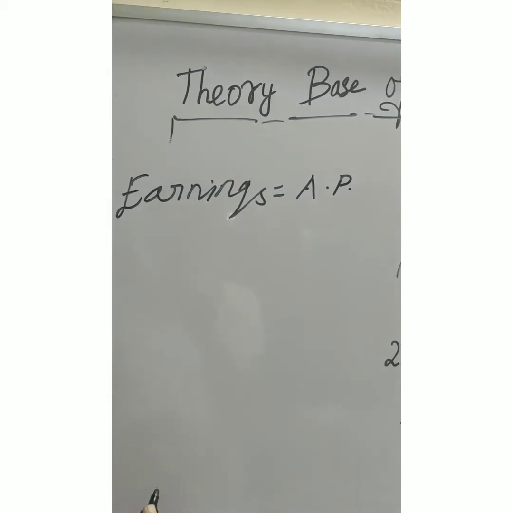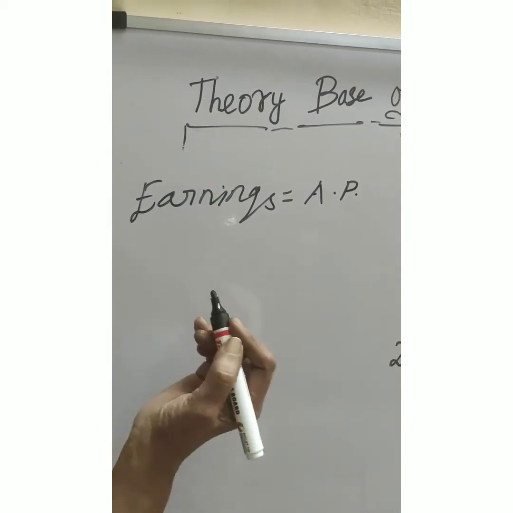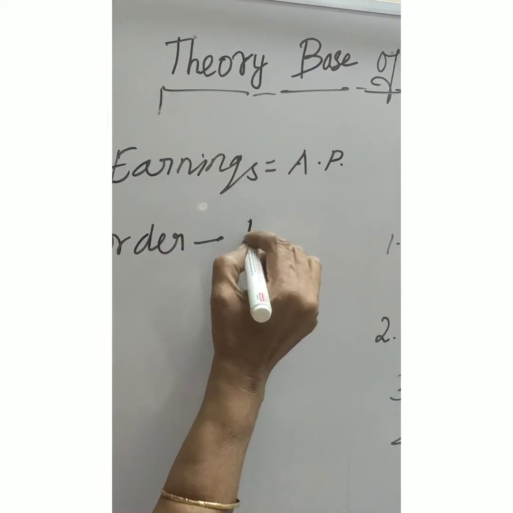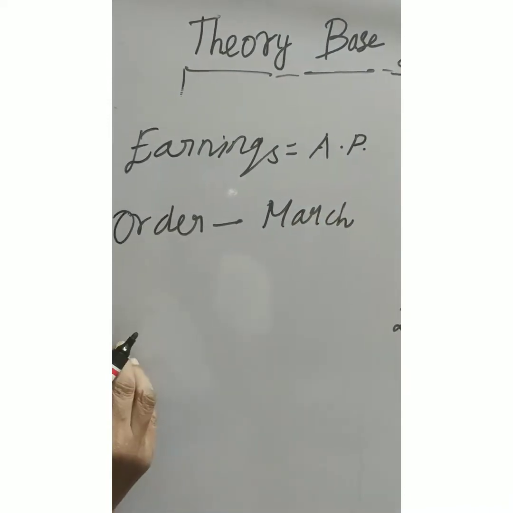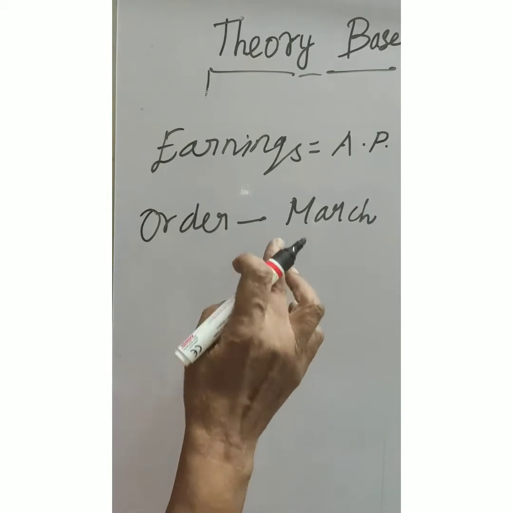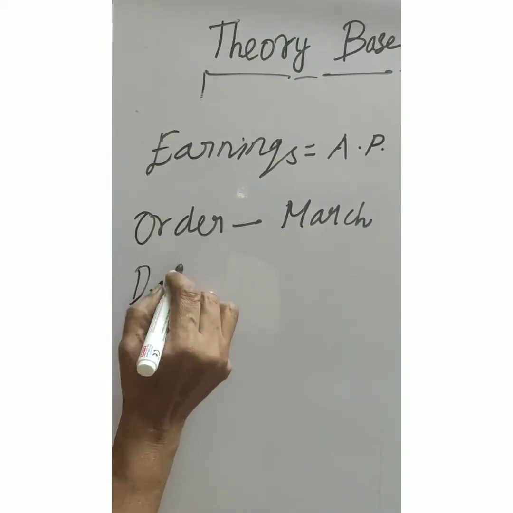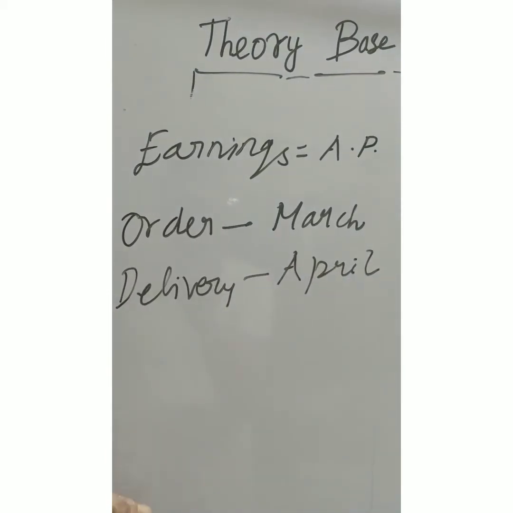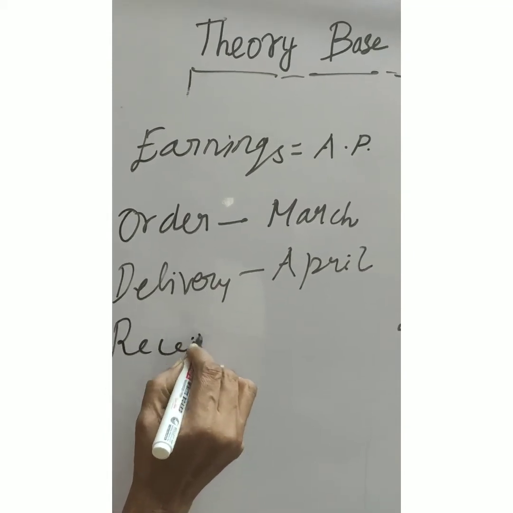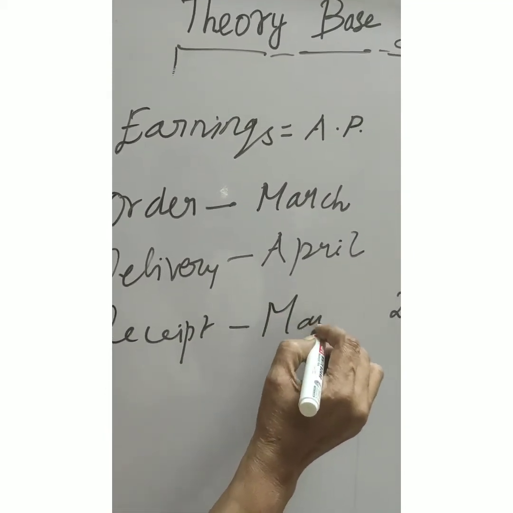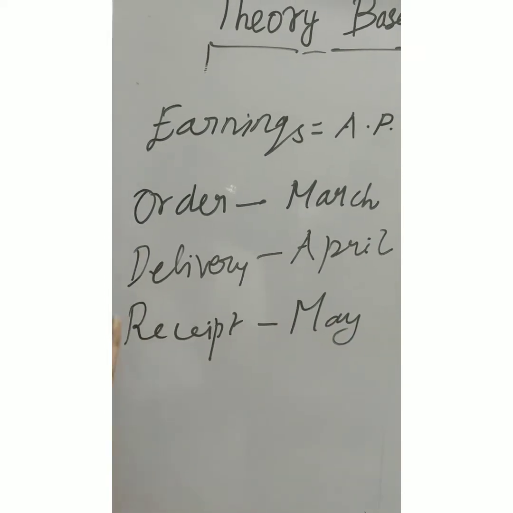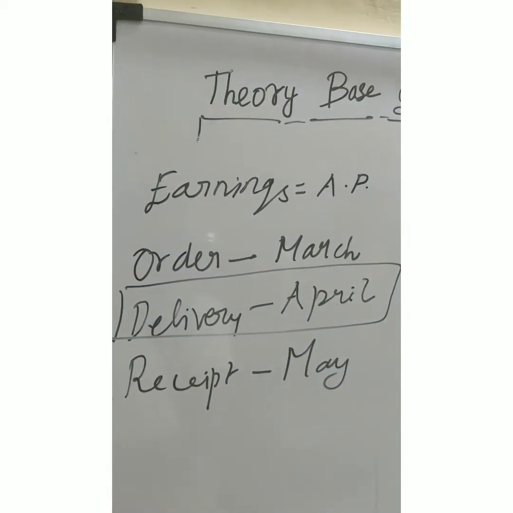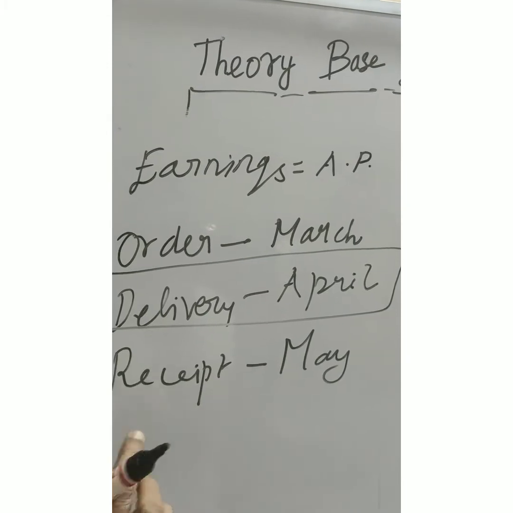For example, let us take a month. Suppose an order was placed in the month of March. Goods were ordered by a third party in March, but delivery of the goods took place in the month of April, and they have not paid money. Receipt of the cash took place in the month of May. In this scenario, we have to take only the delivery part as the earnings period, not the order period or the actual receipt of the money.